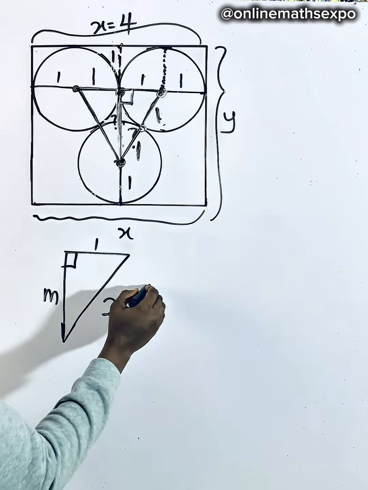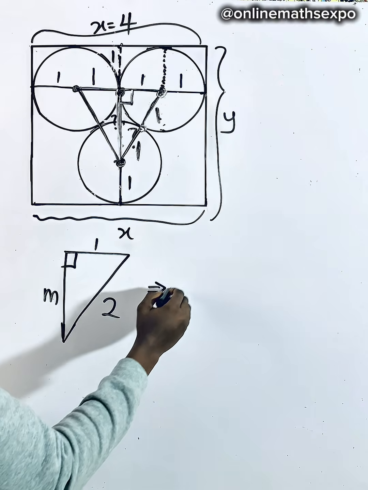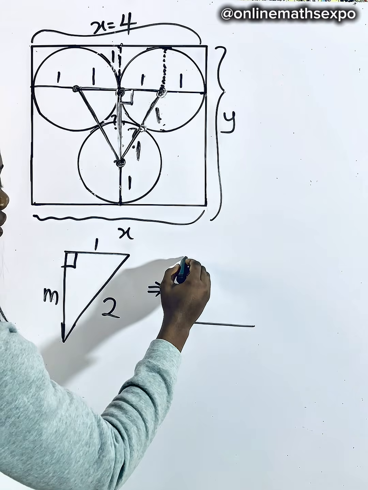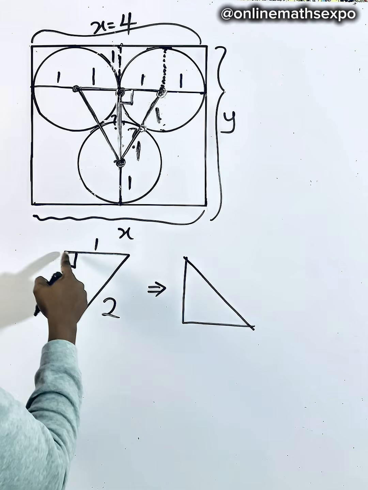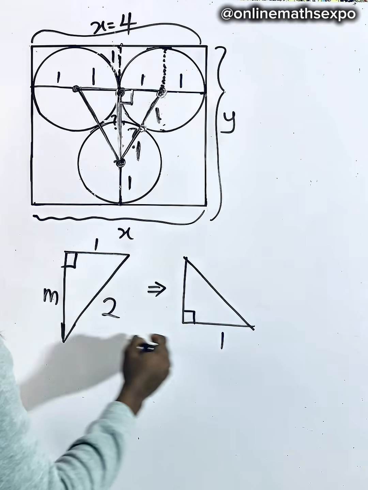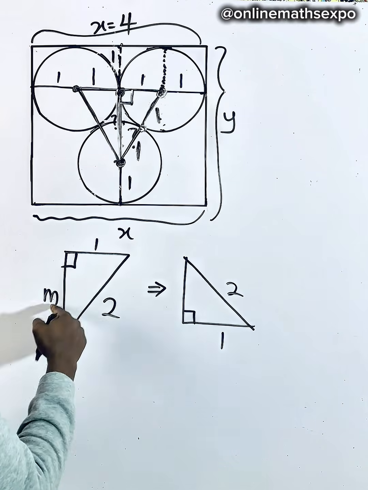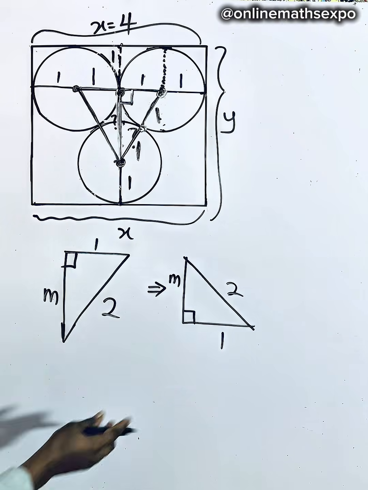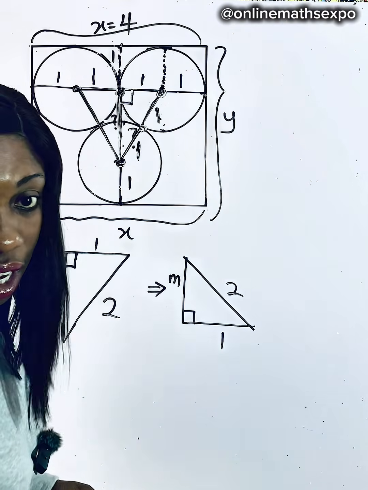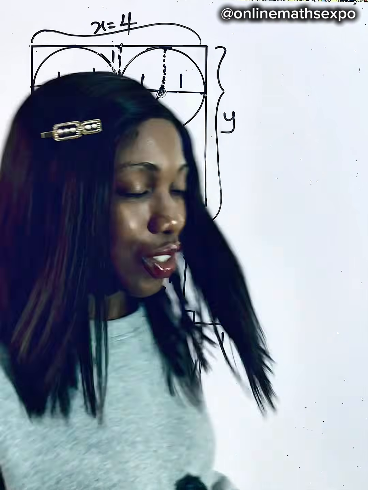So we can try to rotate this shape and it gives us this. This length measures 1. And the side opposite to the right angle is this, which is 2. And the remaining length is M. Now, we are working with the sides of a right triangle. Just remember to use your Pythagoras theorem.